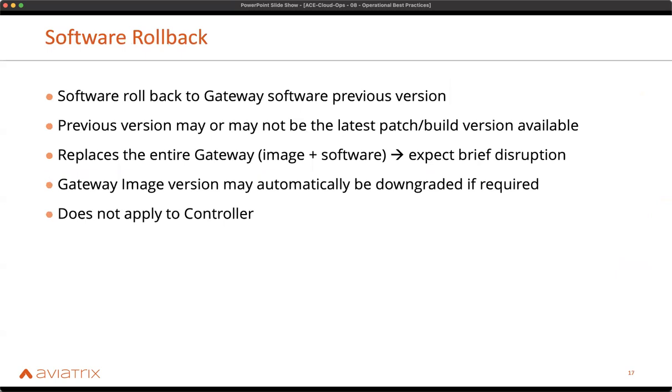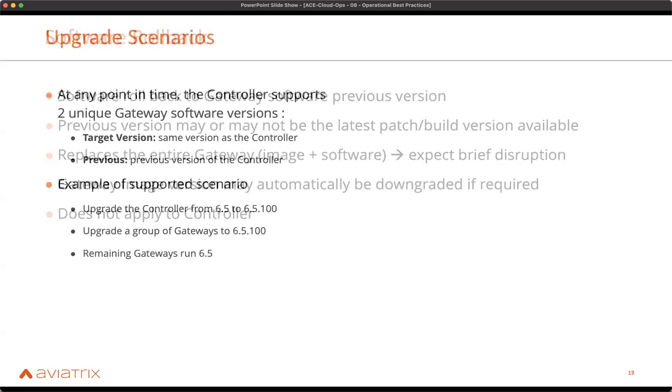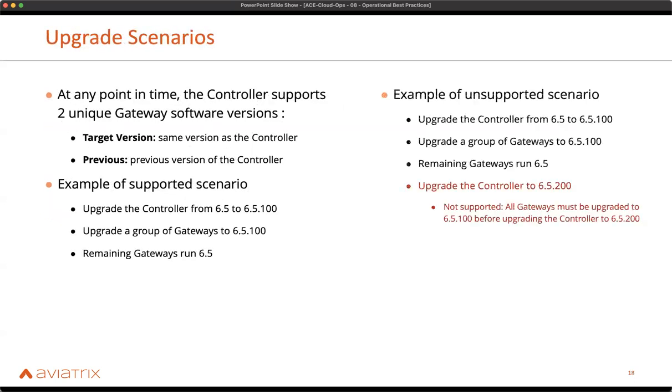You can always software rollback for the gateways. You cannot do that for the controller. And again, if you're doing that, you will have to replace the entire gateway image in software. So it's like an image upgrade, which will expect a brief disruption. This is important to know, especially if you're doing upgrades.